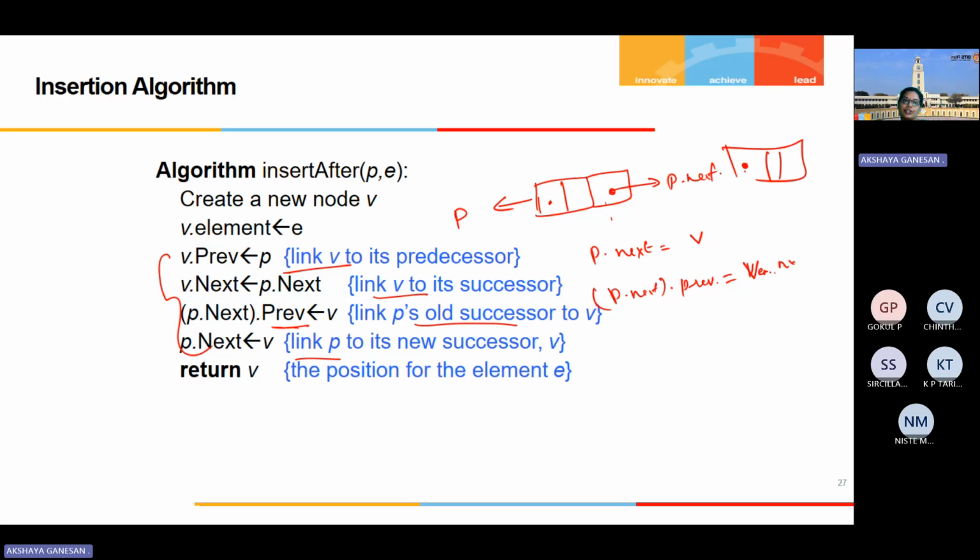So 4 pointers you have to replace whenever you want to insert in between in a doubly linked list. In case of a singly linked list, we replaced only 2 pointers. Here we have to replace 4 pointers.